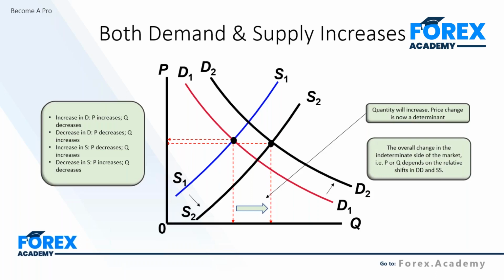The overall change on the indeterminate side of the market, the price or quantity, depends on the relative shifts in demand and supply. So from an increase or expansion in demand, there's going to be an assertive price change. And again, from a retraction or a decrease in supply, there's obviously going to be a very strong change in the pricing of that asset.